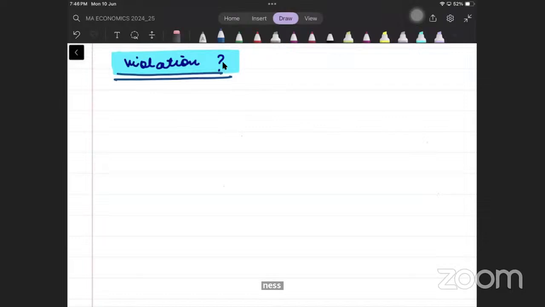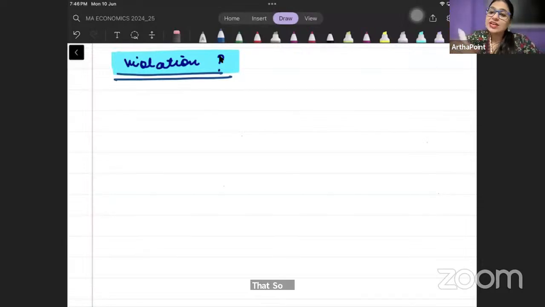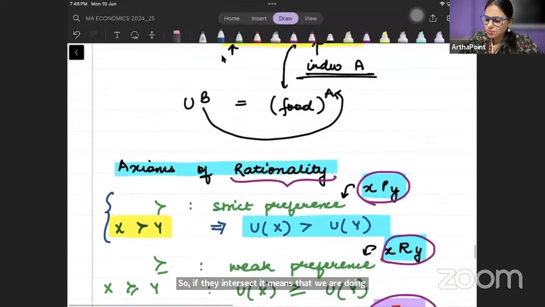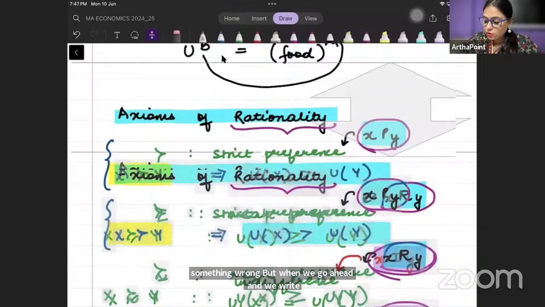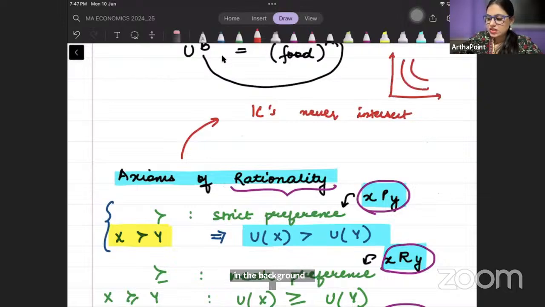When two indifference curves intersect each other? That's not okay. When two indifference curves intersect, that is actually incorrect. Two ICs cannot intersect. If they intersect, it means that we are doing something wrong. But when we write these axioms, in the background we assume that they are all satisfied, that ICs will never intersect. They will be like these. They will not connect with each other. We assume this and move ahead.